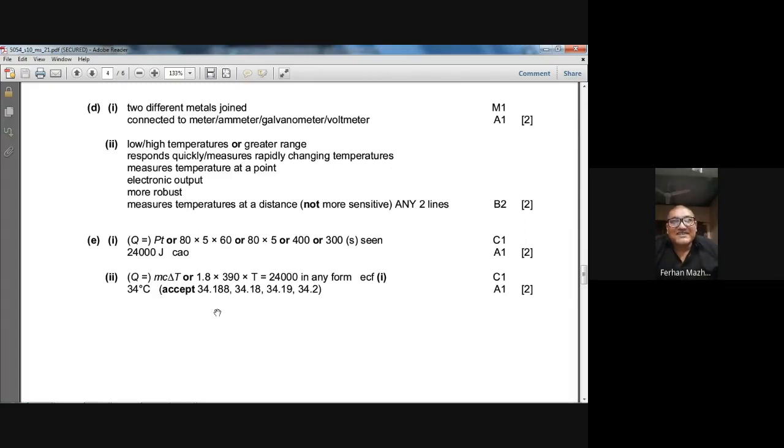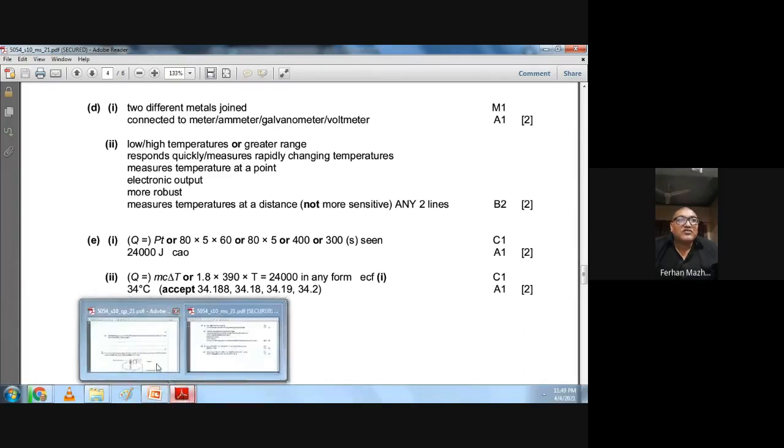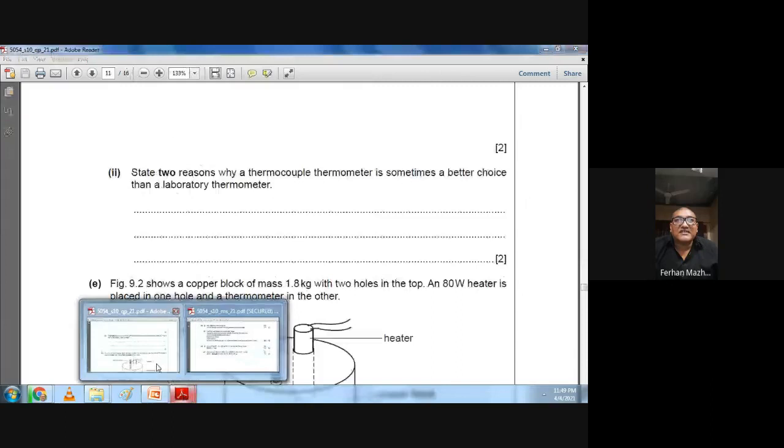So measuring temperatures at a distance means this thing. This diagram is also in your textbook. So I hope you will be able to get these 2 marks.